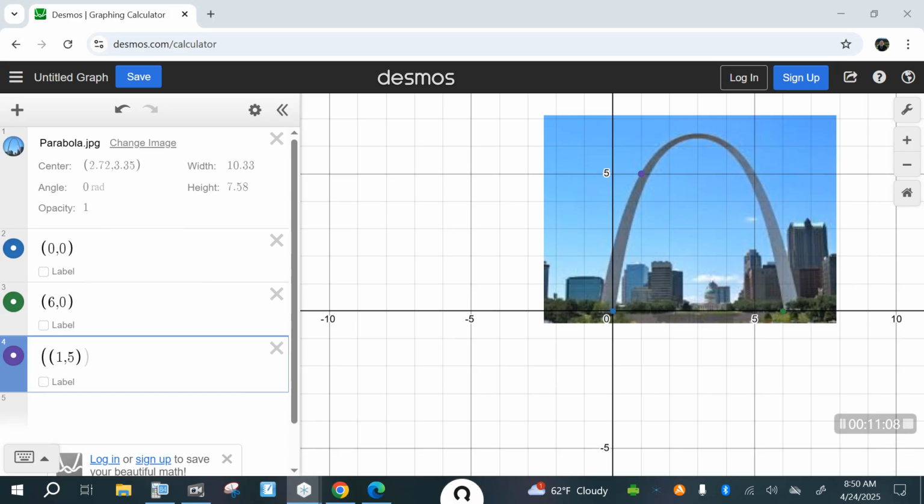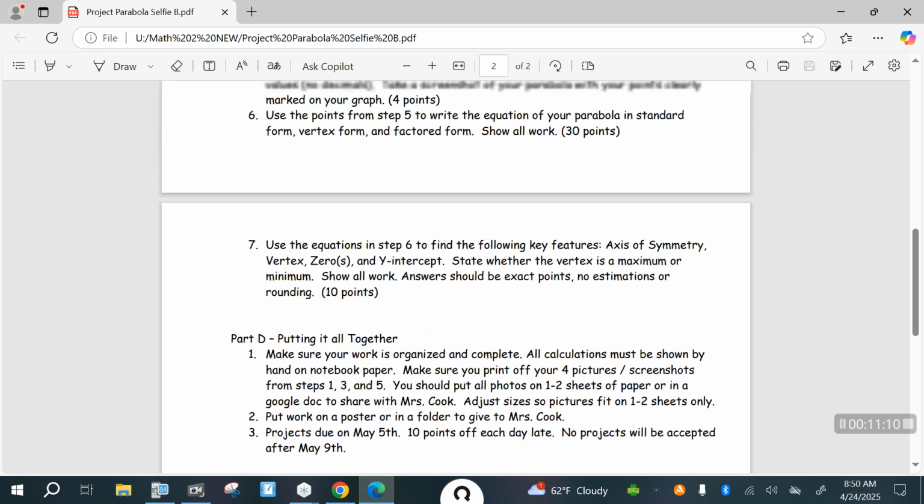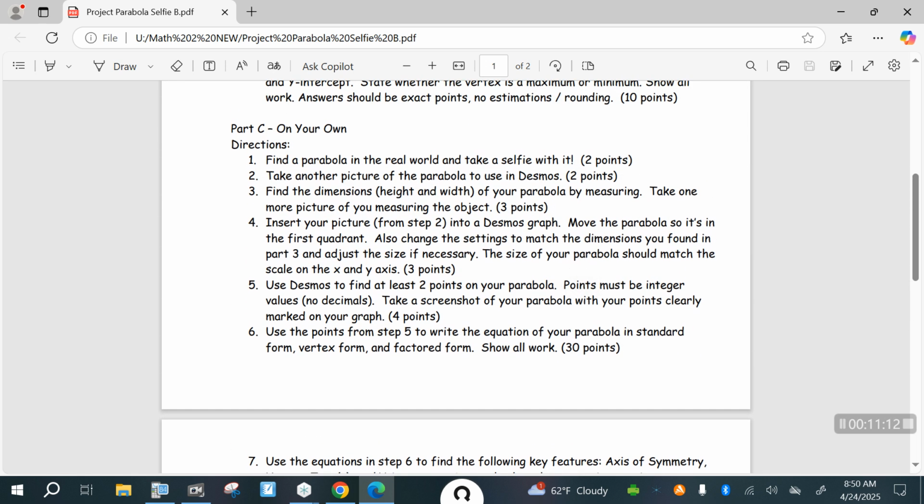Exactly. Yep. So when you're doing your project, if you go back up here to all the pictures that you need, take a selfie with it. That way I know you've seen it. Then you take a picture of it to use in Desmos. Then you take a picture of you measuring it, so that way I know the measurements were correct. And you can just estimate the measurements. They don't have to be perfect. So if it's like about 2 inches or about 4 feet or whatever, it's fine.